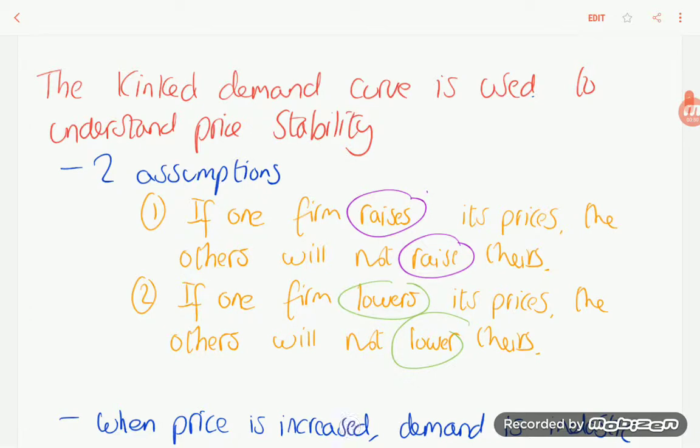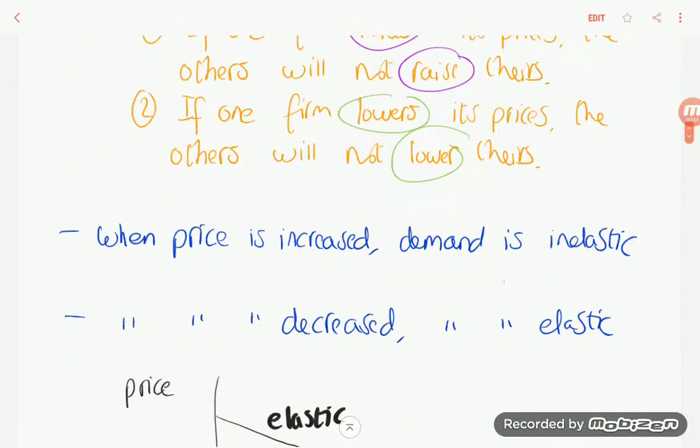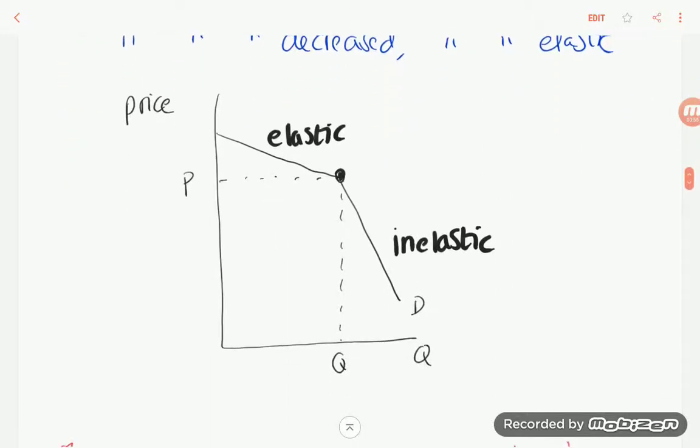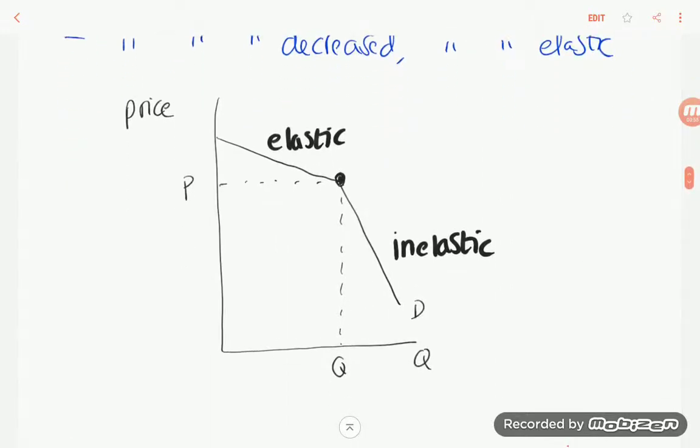The kinked demand curve model is used to explain price stability. So the kinked demand curve looks like this. So I would sketch this down before we go any further.